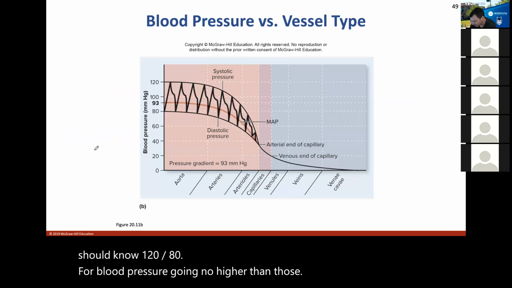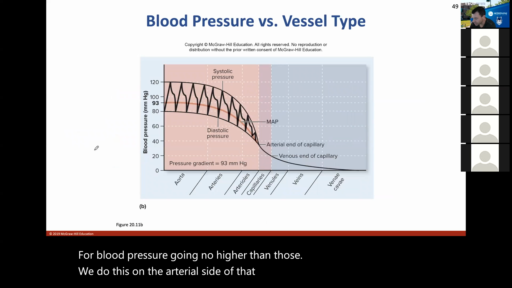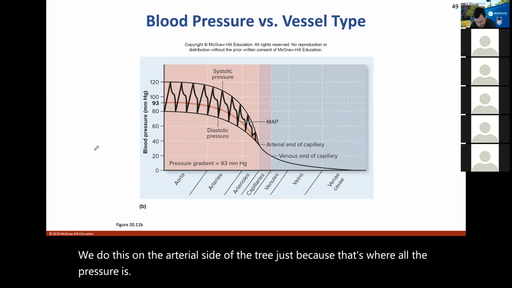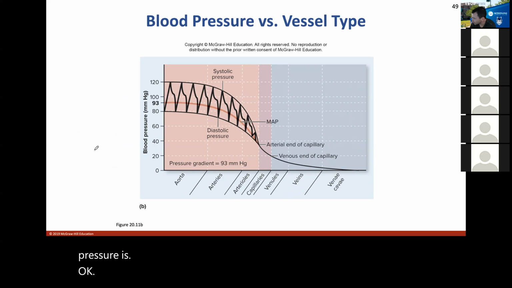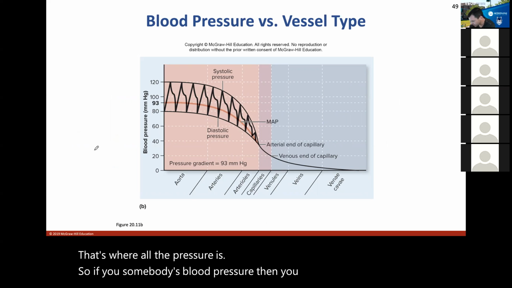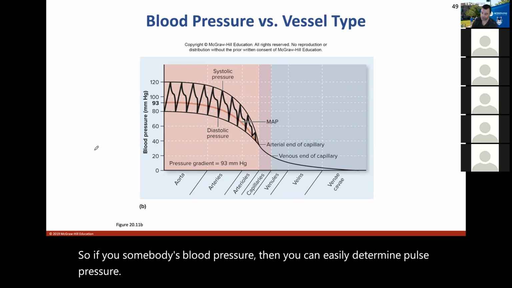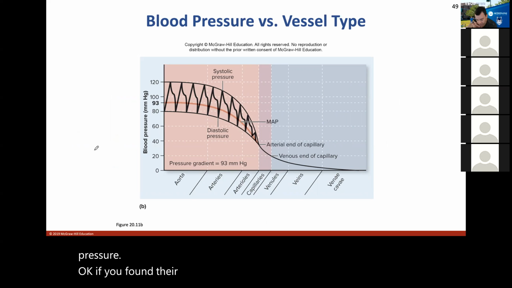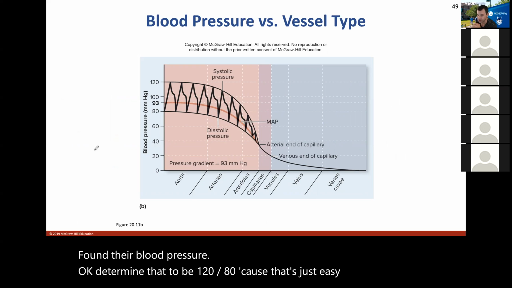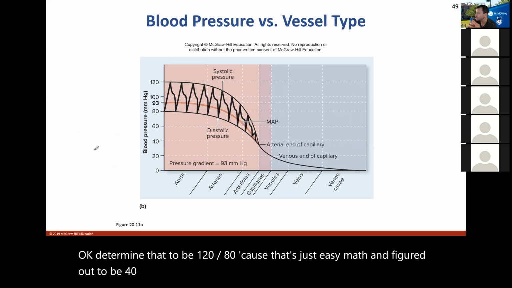We do this on the arterial side of the tree just because that's where all the pressure is. Okay. That's where all the pressure is. So if you know somebody's blood pressure, then you can easily determine pulse pressure. Okay, if you found their blood pressure, okay, determine that to be 120/80 because that's just easy math, and figure that to be 40 millimeters of mercury.